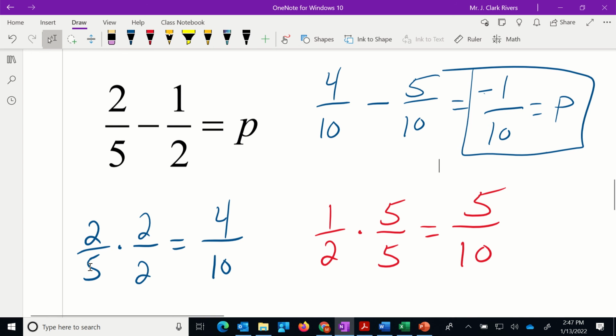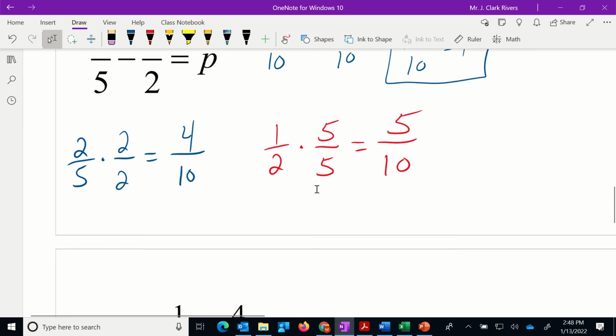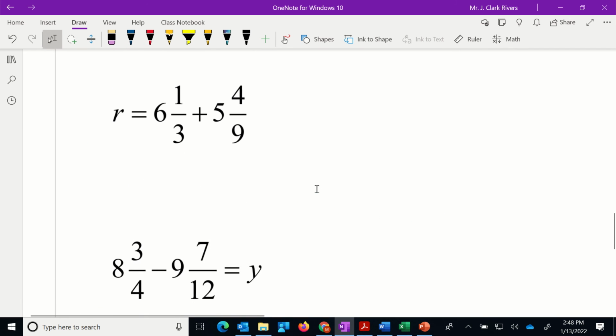So 2/5 becomes 4/10 by multiplying the numerator and the denominator by 2. 1/2 becomes 5/10 by multiplying the numerator and denominator by 5. 4/10 minus 5/10 is negative 1/10, so P equals negative 1/10. All right, on these two, let's convert these to, hang on, let's see here.